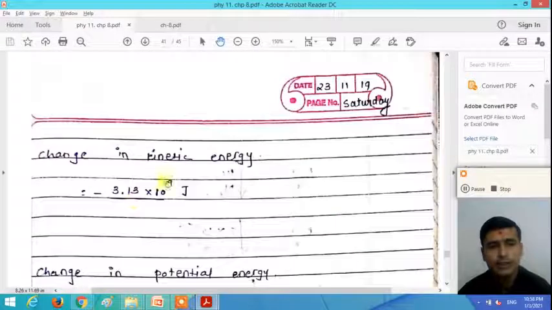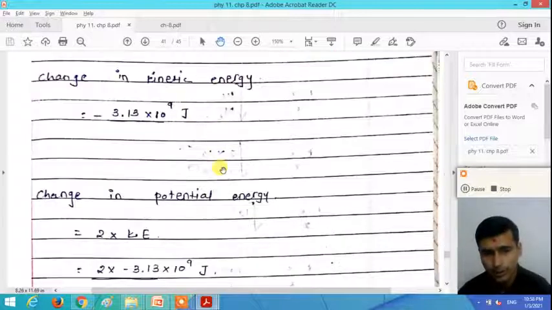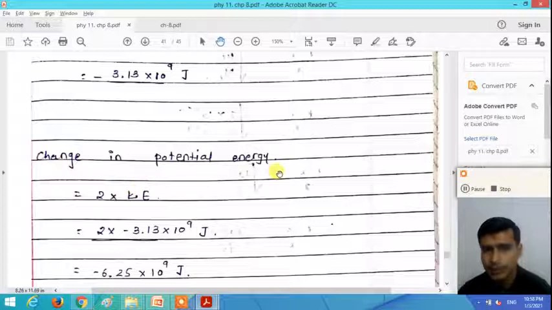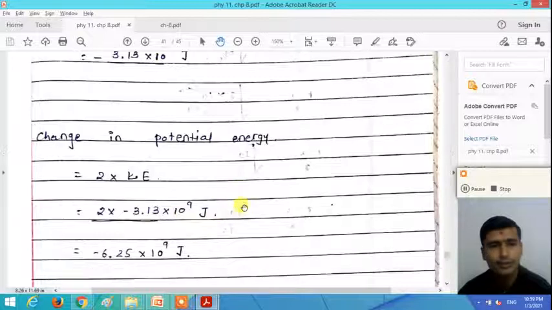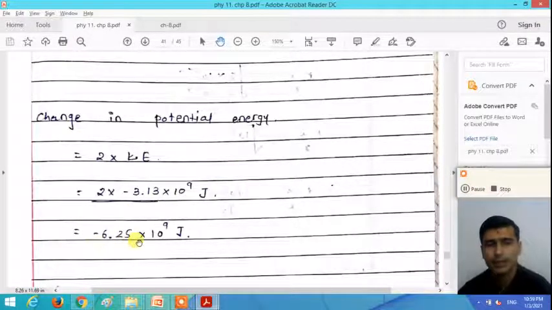Now next one is the change in the kinetic energy. Change in the kinetic energy is the same as the change in the total energy but with a minus sign, right? So the change in the kinetic energy is minus 3.13 × 10^9 joule. Now potential energy. Change in the potential energy is twice the change in the kinetic energy. So we get 2 into KE, so change in the potential energy is 2 into minus 3.13 × 10^9 joule. So we get the change in the potential energy as minus 6.25 × 10^9 joule, right?